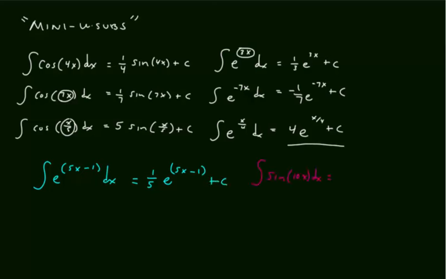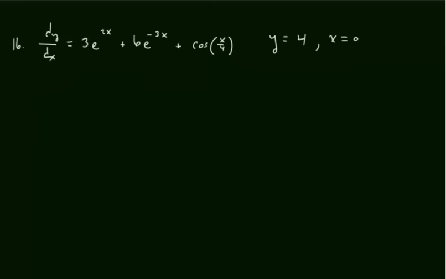How about this one? Our answer is going to be negative 1/10 cosine 10x plus c. How about this one? Boy, that's an ugly yellow color. Anyway, mini u substitution, negative 1 is going to be pulled out. So these should be nice and easy for you. As long as your u is a linear term, then you pull out the reciprocal number to be the coefficient out front. So let's do a differential equation.